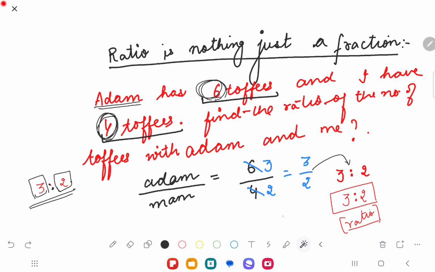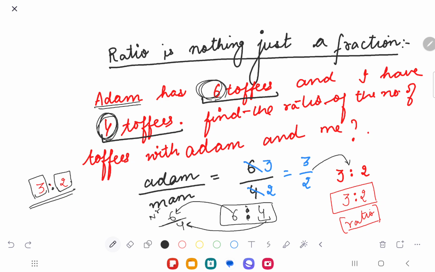Ratio is nothing but just a fraction. So 6 over 4 is my fraction and I can also write it down as 6 is to 4. Also I can say it is 6 over 4. They are one and the same thing. But this line, you write down as two dots. And whatever number you write first comes here as a numerator, and the other number comes here as a denominator.